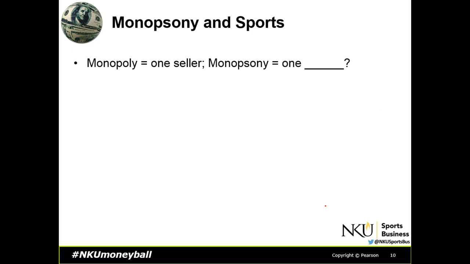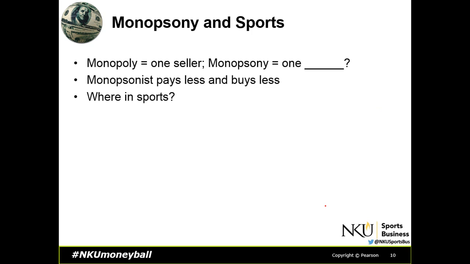So what about monopsony? Monopoly is one seller. Monopsony is not one seller, it's what? One buyer. Just like a monopoly seller will produce less and charge more, when there's only one buyer, that buyer will pay less and will also buy less, right?